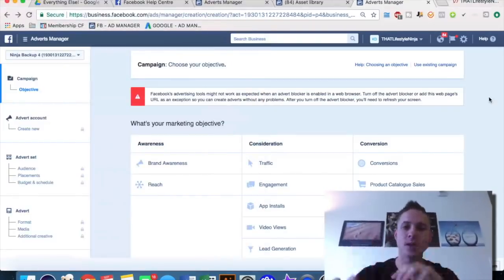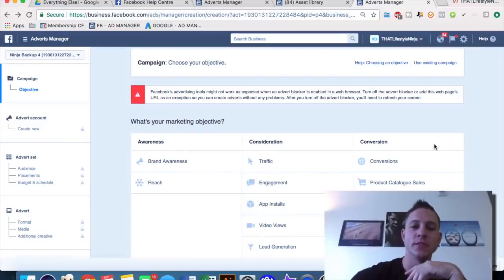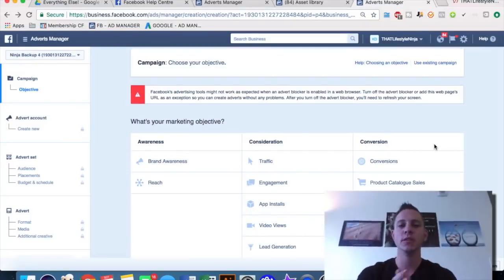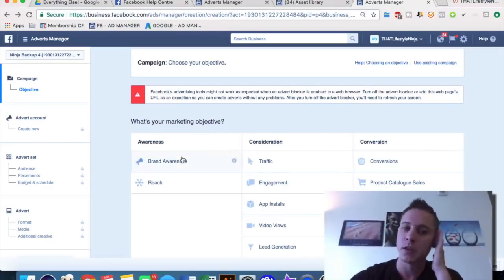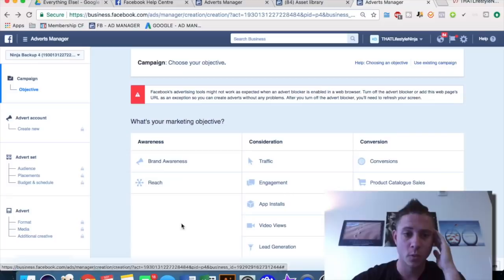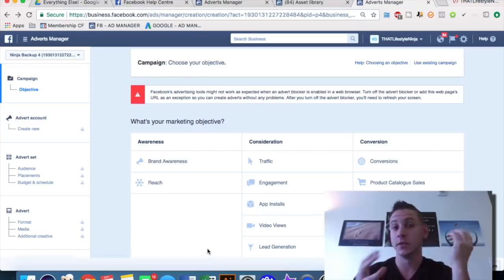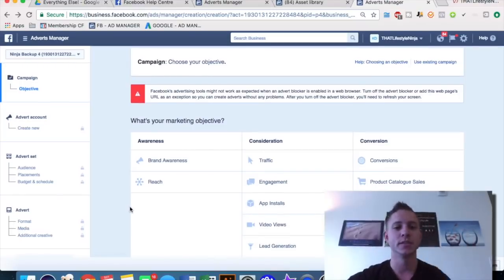So let's talk about creating a campaign, right? This kind of looks complicated if you've never seen it before, but trust me, 99.9% of Facebook advertisers will never actually use most of these. I've been on Facebook ads for years and years now. Brand awareness, I've never used that once in my life. Reach, again, I've never used it, but I'm sure some people have used it successfully.